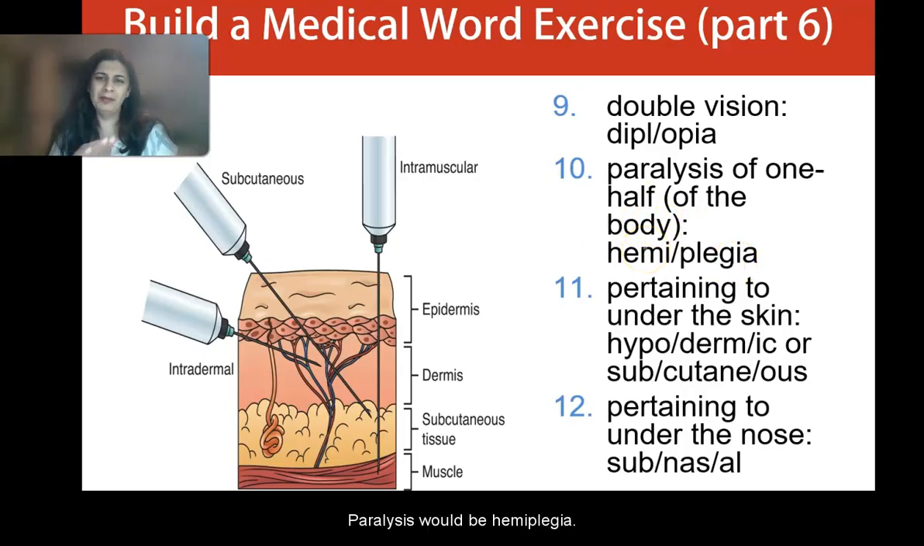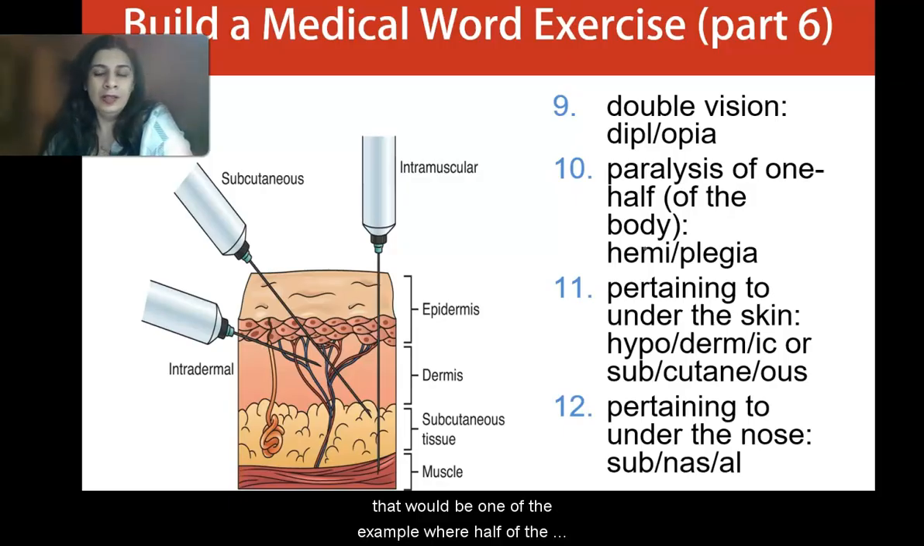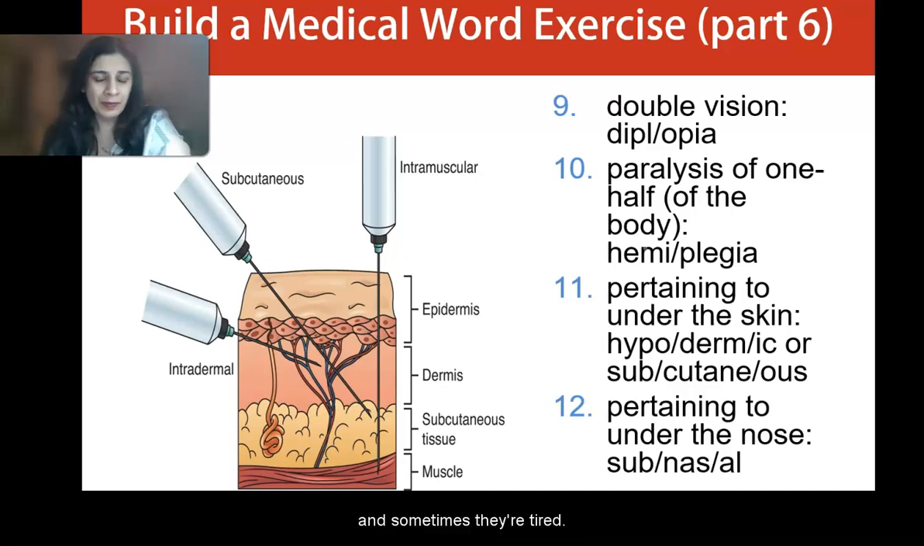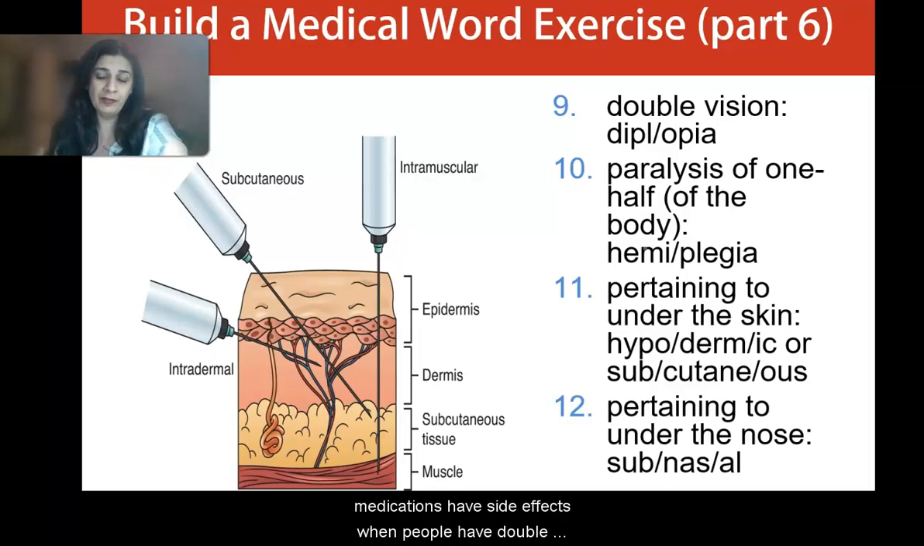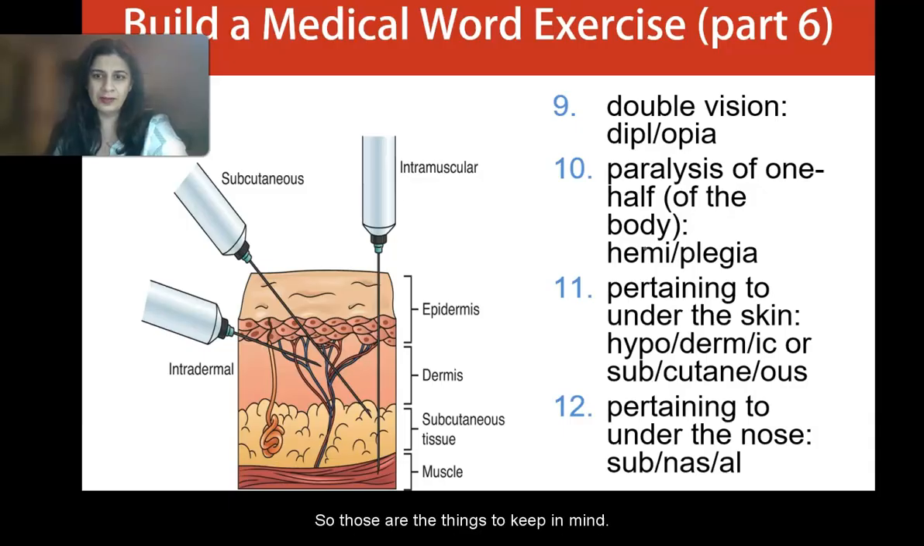Paralysis of half of the body would be hemiplegia. When people have a stroke, that would be one example where half of the body is affected. Double vision is when people have vision problems, and sometimes they're tired. Some blood pressure medications, and a lot of medications, have side effects where people have double vision as well. So that would be diplopia. Those are the things to keep in mind.